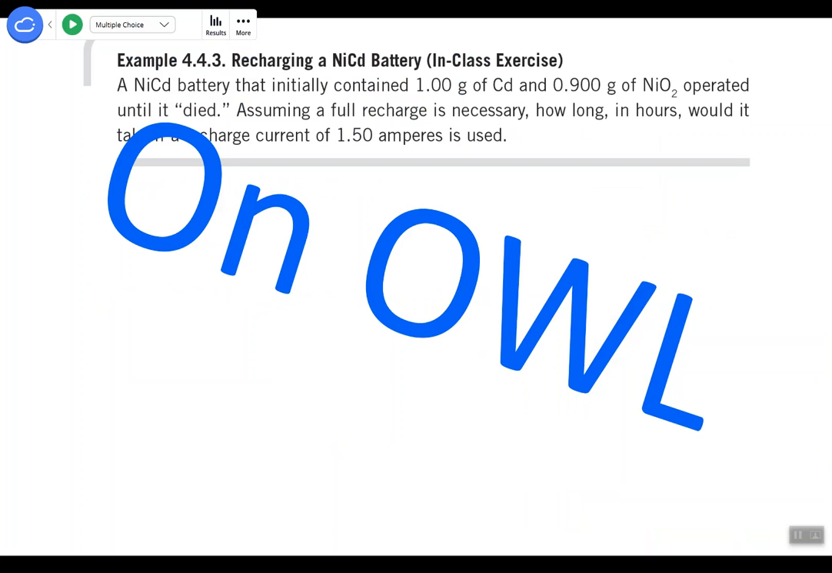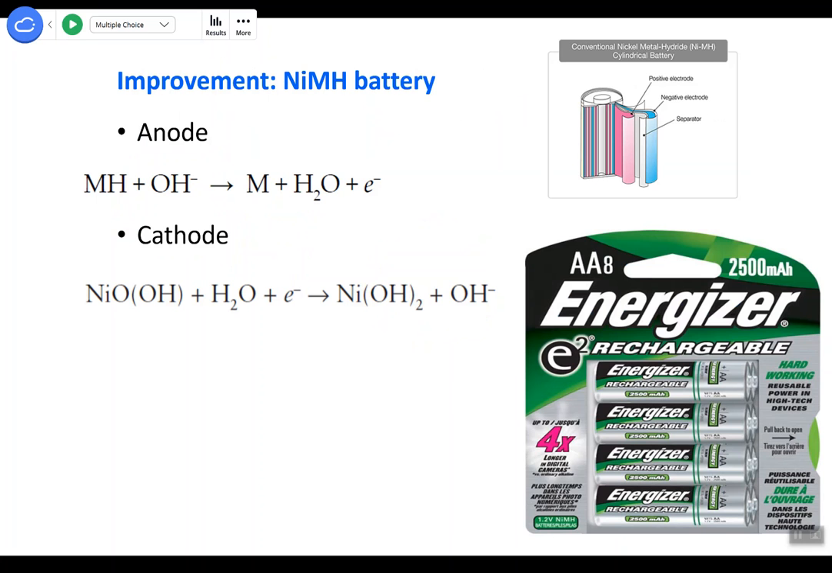Now, this example, I'm going to put it on OWL. It's asking for a charge and a current and a time type problem. We chatted about these concepts in topic 4.3. So I'm just going to let you solve that one on your own and look at OWL for the answer. You can find this under lecture materials.